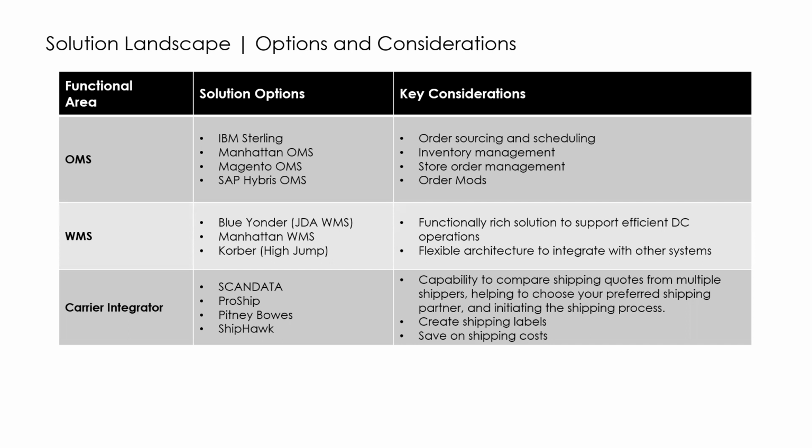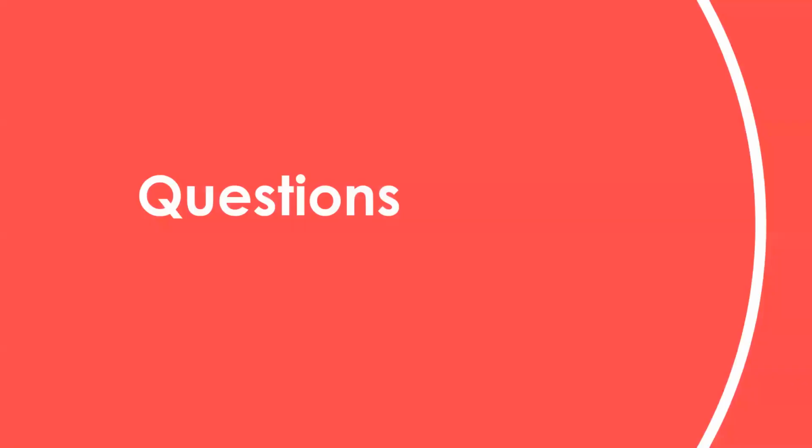WMS is Blue Yonder, JDA. It was earlier called JDA, and now it's called Blue Yonder. And I recently heard that Panasonic bought Blue Yonder. Okay, so Panasonic bought this, and they're making that as their product. And Manhattan WMS is pretty famous. HighJump is another good WMS. Carrier integrators: ScanData, ProShip, Pitney Bowes, Shukau. These are the very famous carrier integrators that integrate with OMS.